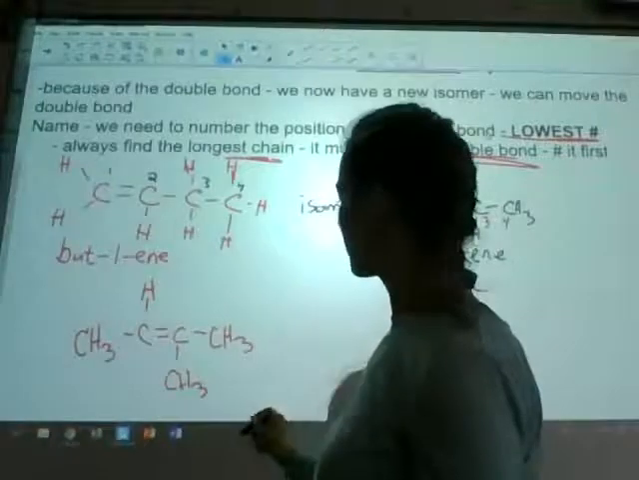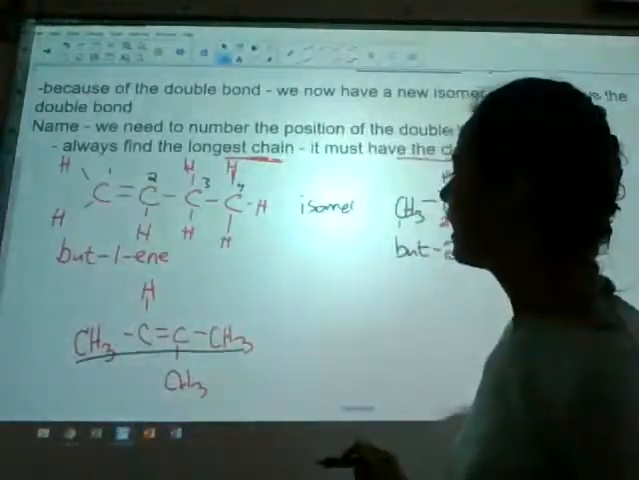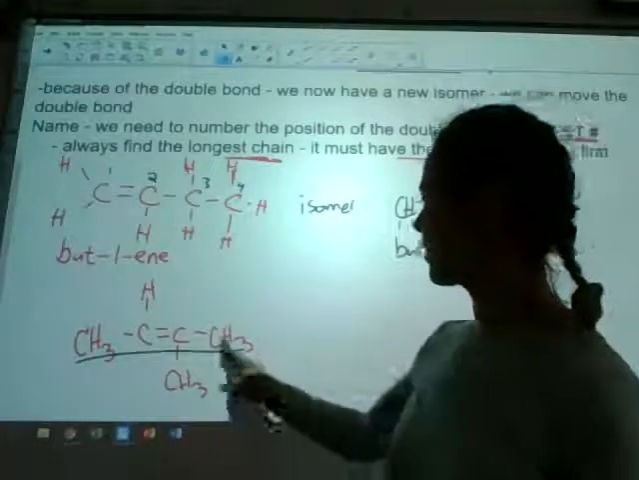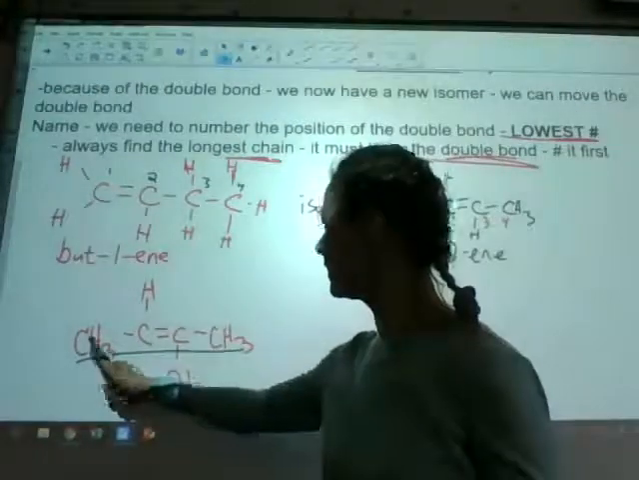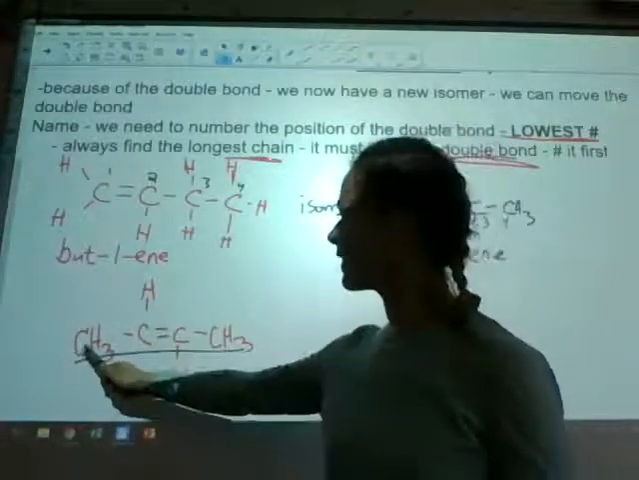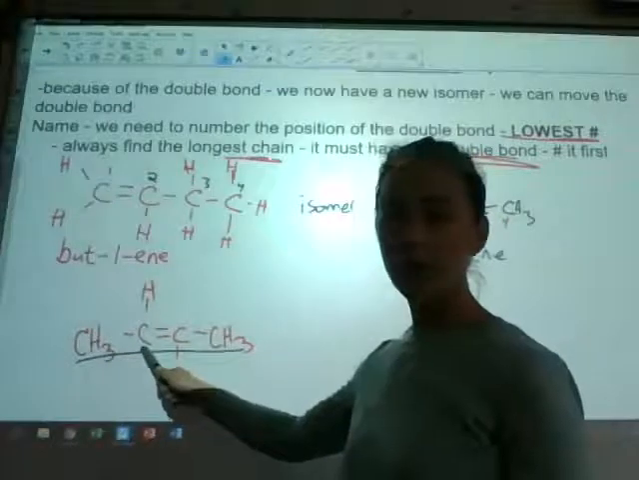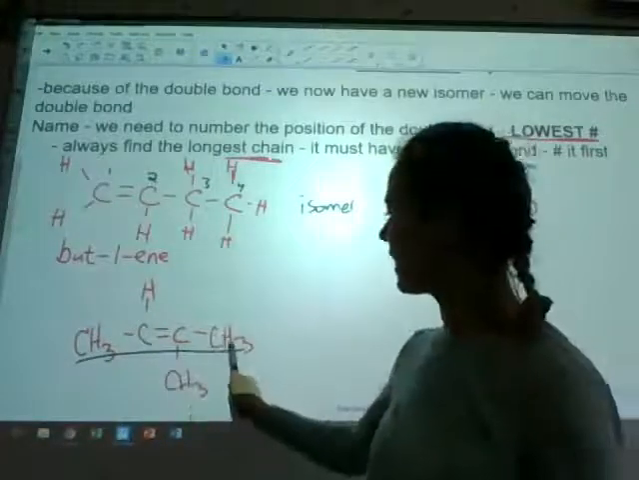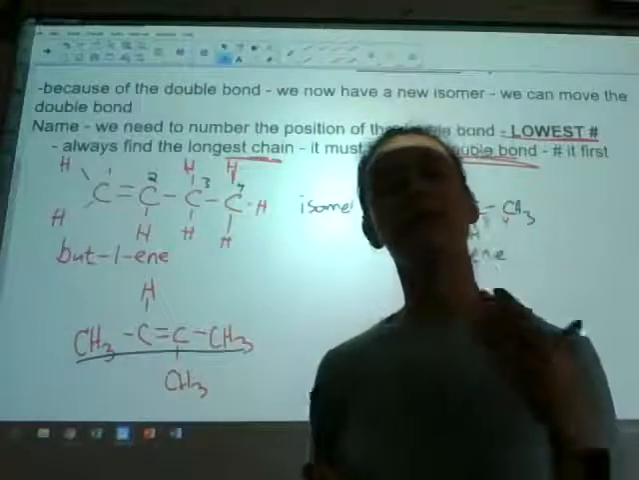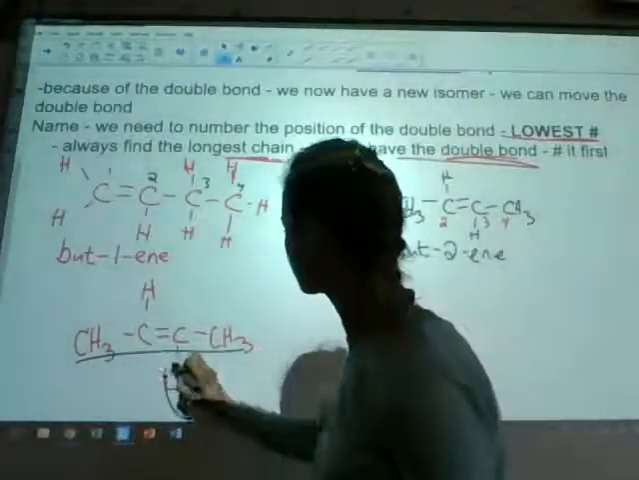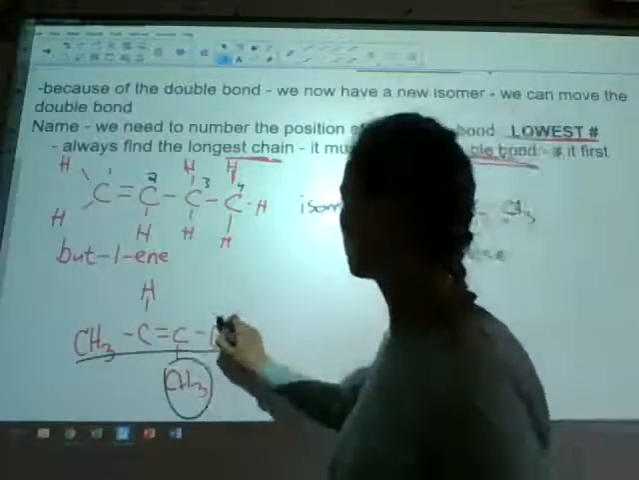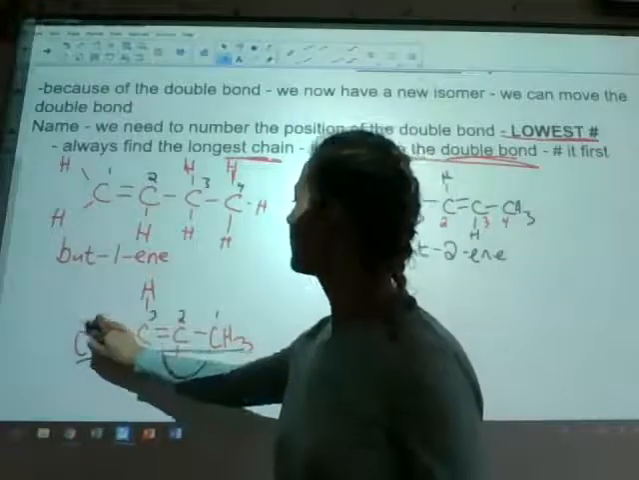So we have to have the longest chain. Now I have to decide what side I'm going to start numbering at. So either over here or over here. Now if I go here, 1, 2 is where my double bond's going to be. If I go over here, it's still 1, 2. So the reason why I'm going to start on this side is because the next step is to see the lowest number for my branches. So in order for this to be the lowest number for my branch, I'm going to start over here. 1, 2, 3, and 4.